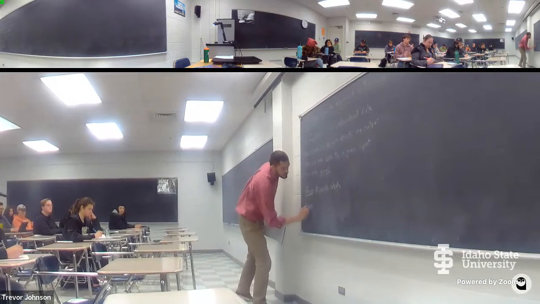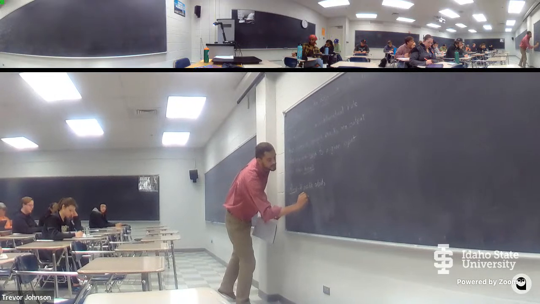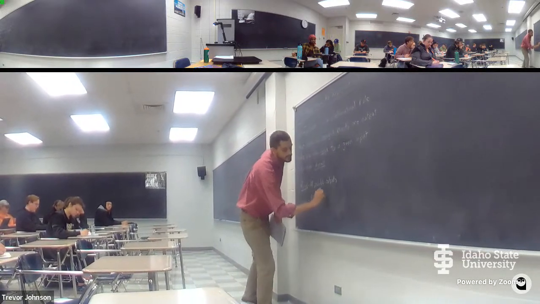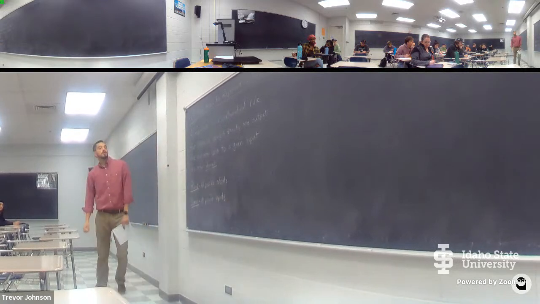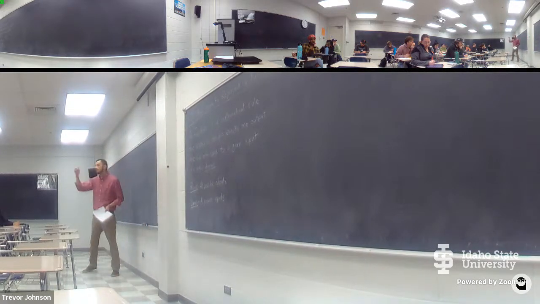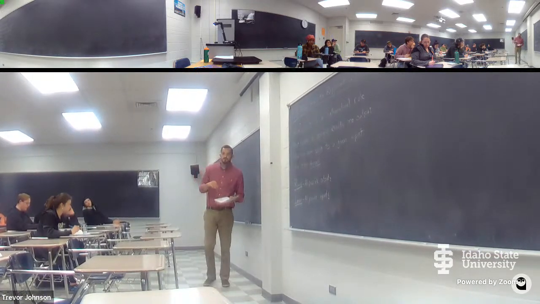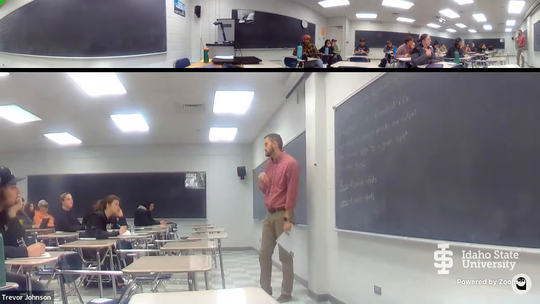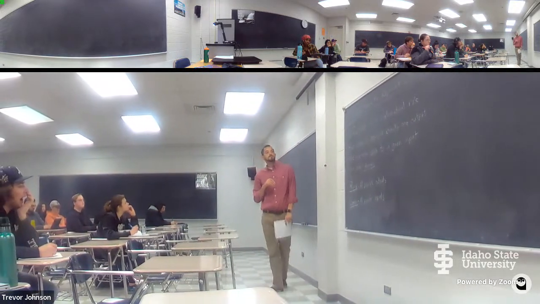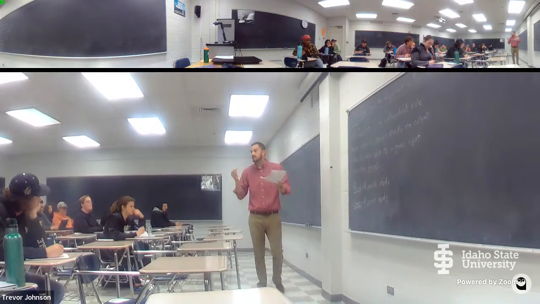Your domain is just all your possible inputs. So for your vending machine, your domain is just all the different buttons you can press. Or for these newfangled vending machines with the number combinations, it's all the possible number combinations. So that's what the domain is. And we'll see what that looks like when we get to a mathematical example.